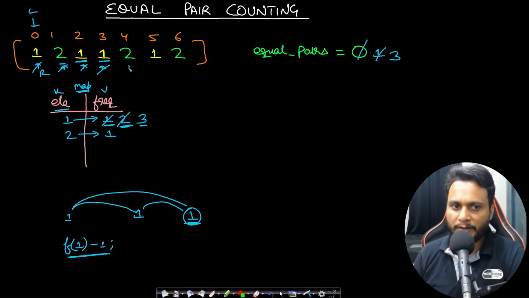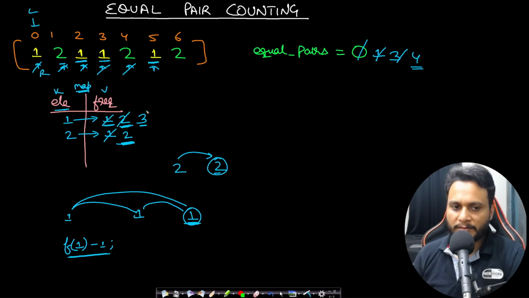And similarly, if you add 2, then the frequency of this 2 will increase to 2. That means there are 2 twos. So how many 2's are to the left of the newly added 2? 2 minus 1. That means one 2 is present on the left hand side. So the number of valid pairs it forms will exactly be 2 minus 1, which is 1. So add 1 and it will be 4. And you can continue to do the process.